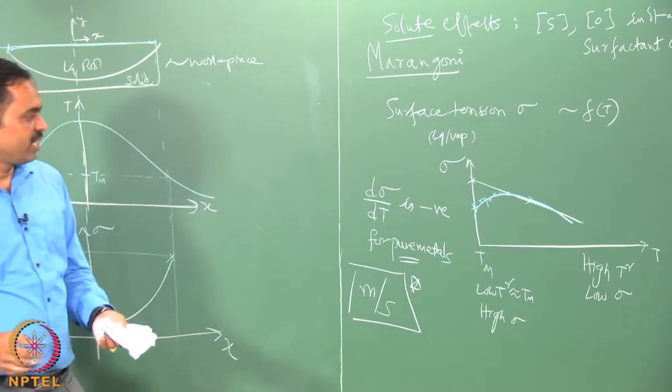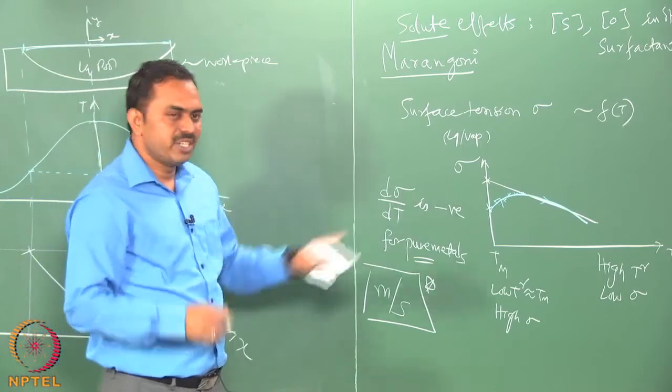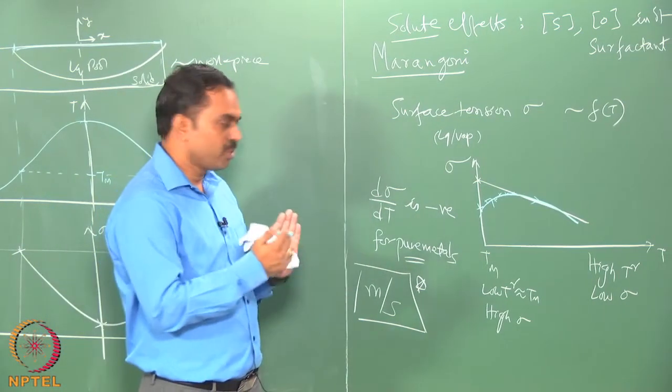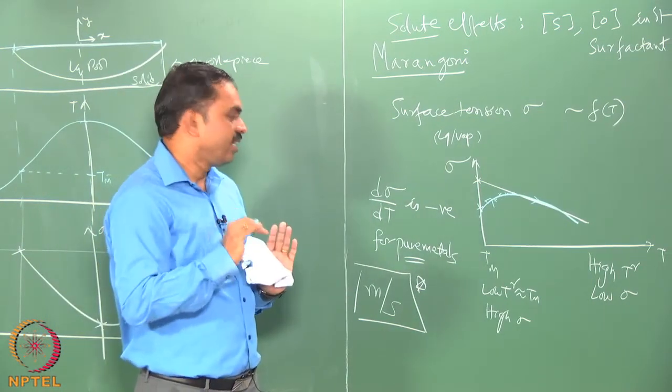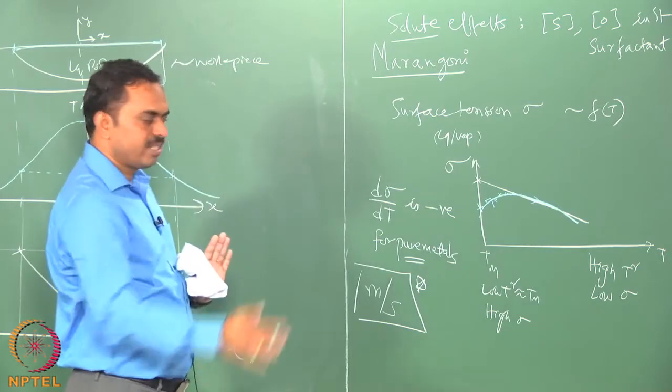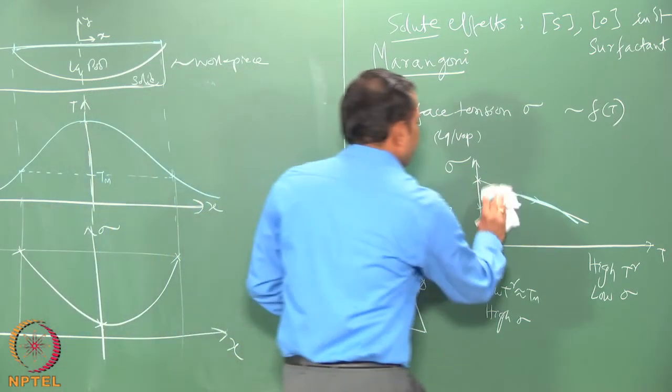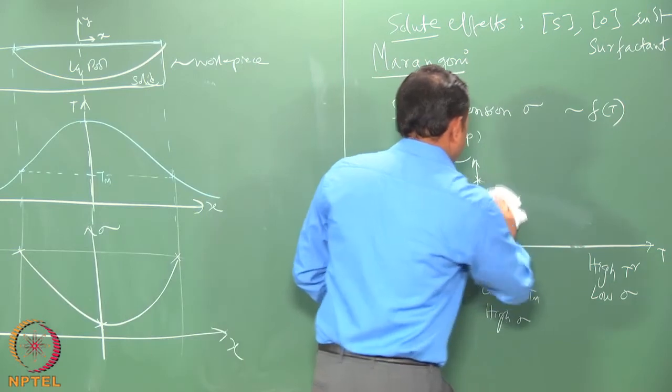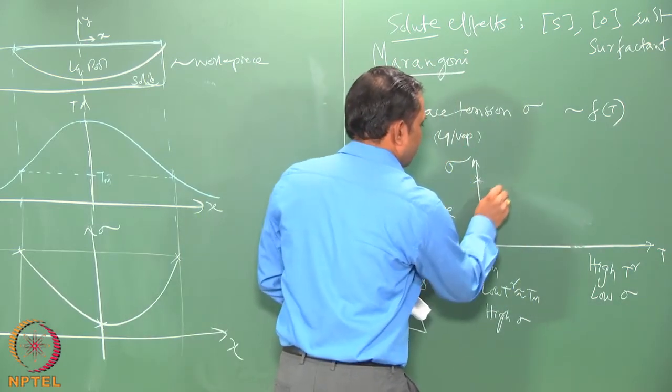So, in other words, whenever there are surfactant elements, the surface tension at low temperatures close to the melting point goes up, and then at a peak value, after that it just keeps coming down. So, we could then say that the plot is going to look like that.